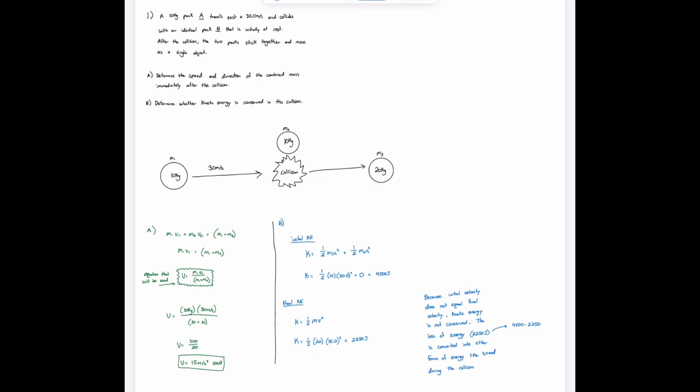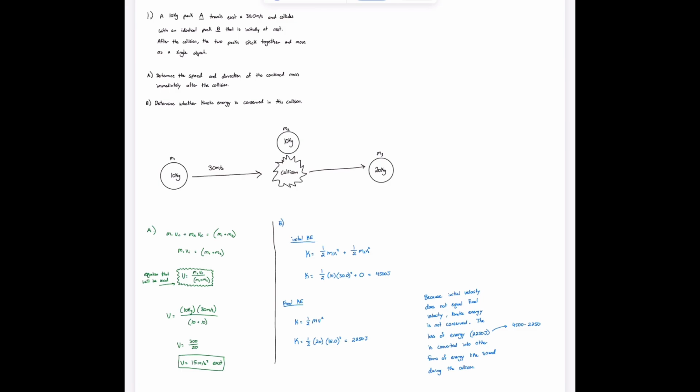First, I look at momentum because momentum is conserved in any collision. So I calculate the total momentum before the collision. Only puck A is moving, so the momentum is its mass times its velocity: 10 kilograms times 30 meters per second. And all of it is moving towards the east. It does not change.